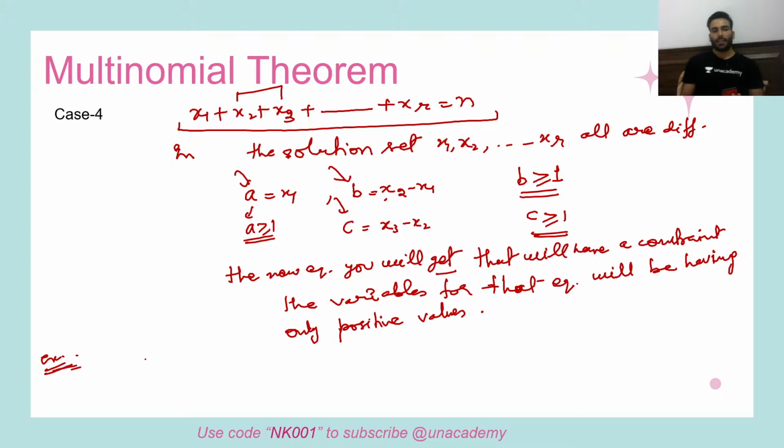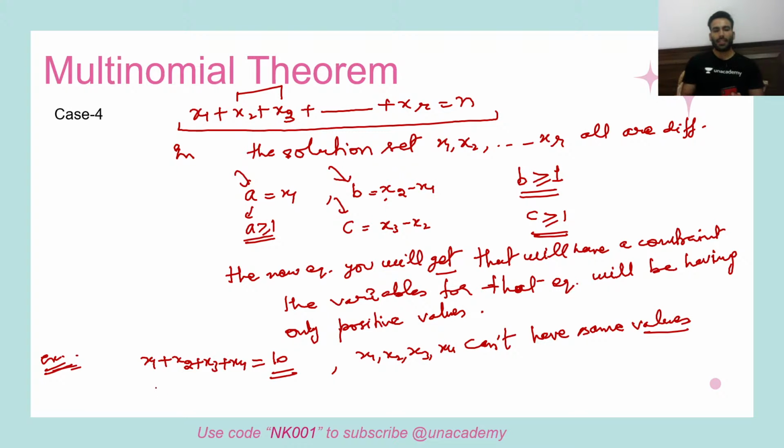So just imagine I am writing this equation, and let's say this is equal to 10. Now I come and say that your x1, x2, x3, x4 can't have the same values. So I'll create differences, the new difference variables. C will be x3 minus x2. Let's say D is x4 minus x3.